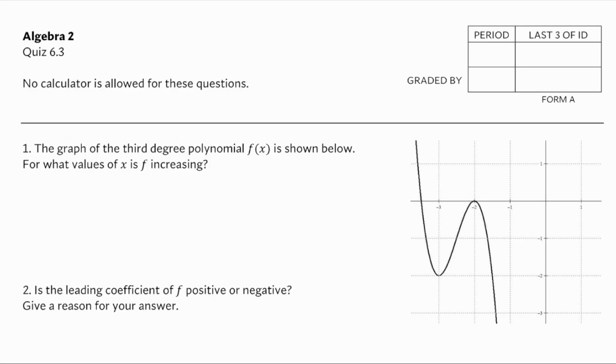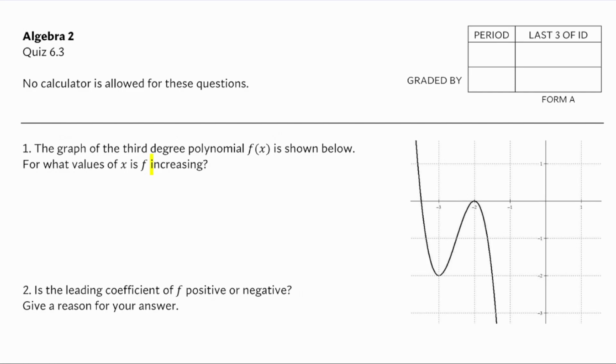Alright, well, in this video I'm going to be working Algebra 2 Quiz 6.3, which is analyzing graphs of polynomial functions, so like determining whether a function is increasing, decreasing, where it's got a maximum, minimum, stuff like that. Okay, so we've got a third degree polynomial shown, and they're asking for what values it is increasing.